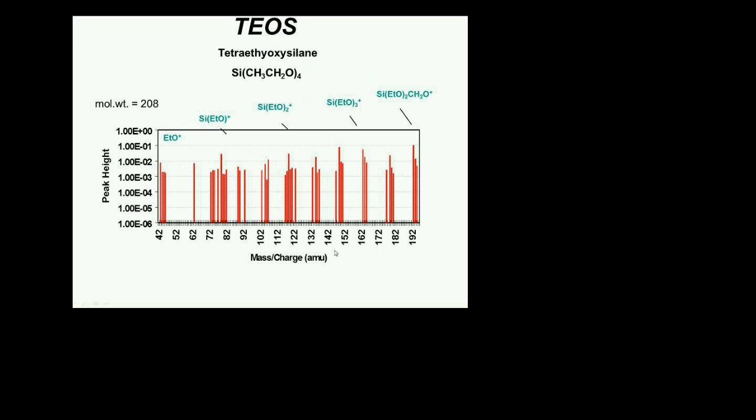Okay? Going up the scale, this is TEOS. Very common, also an organic compound used in semiconductor, with a very complicated spectrum. This guy will kill your RGA in no time. Easy to identify from the spectra. You can get this right out of the NIST library.